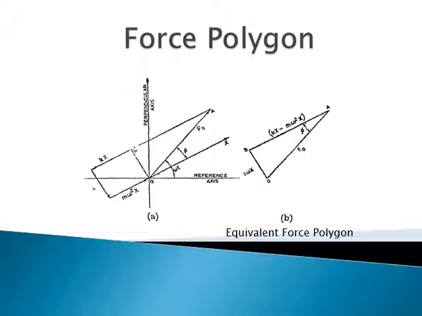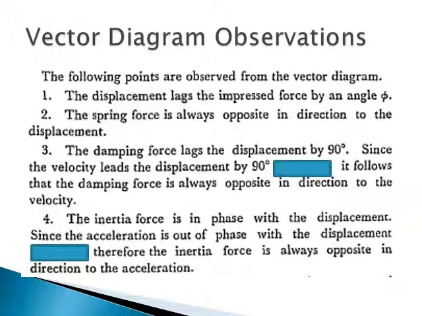Now we will apply Pythagoras in this triangle, and these are the main salient points of this vector diagram. The displacement lags the impressed force by an angle phi, omega t minus phi. Since x was omega t minus phi, the displacement is lagging phi angle, and spring force is always opposite in direction to the displacement. The spring force is minus k x, therefore it is again opposite to the displacement vector.